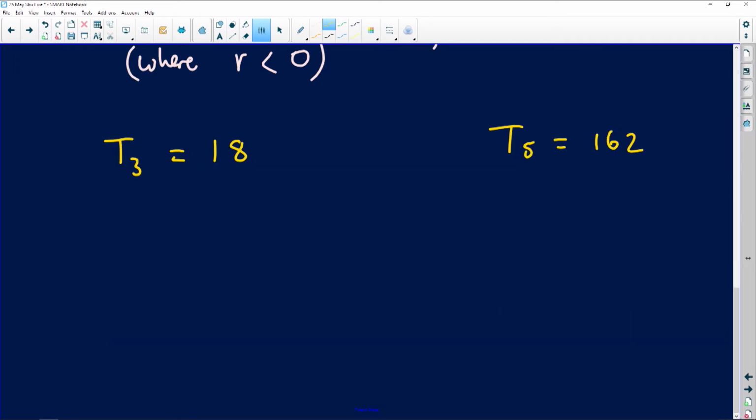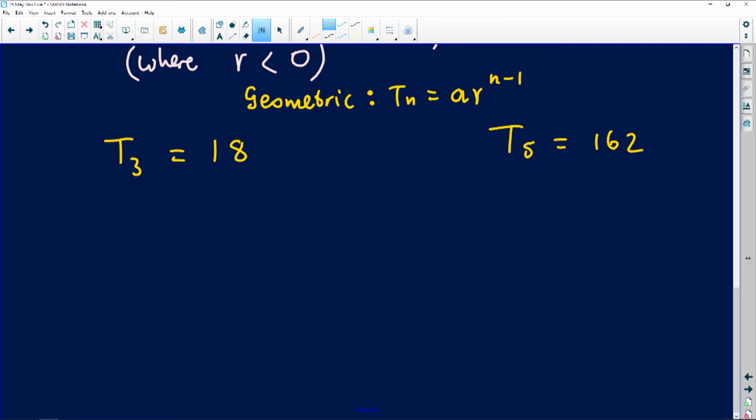But the examiner told us that this thing is geometric. So what is the general term for a geometric pattern? We know that the general term of a geometric sequence or series is a r to the power of n minus 1.